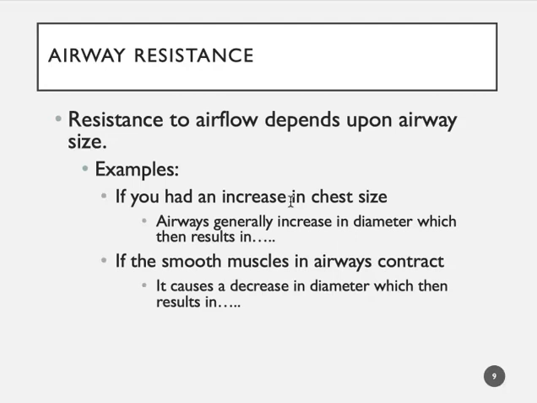So think back to the way blood vessels work, right? The bigger the diameter, the lower the resistance. There are some smooth muscles, especially in those smaller bronchioles. If those contract, they would cause a decrease in the diameter, which would then result in an increase in resistance. So again, the same principle of resistance that worked in blood vessels will work the same way in the trachea and in the bronchioles.